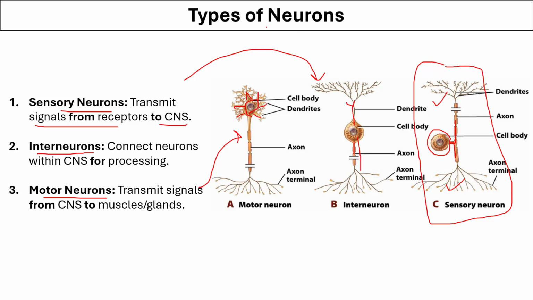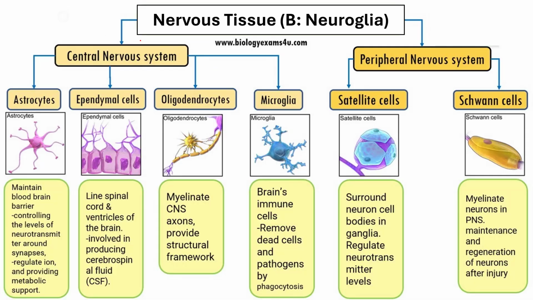Neurons are basically the functional cells of the nervous system. But other than that, there are different kinds of supporting cells present in the nervous system. These supporting cells are called neuroglia, and there are several different kinds of cells classified as neuroglia that serve different kinds of functions in the central nervous system.